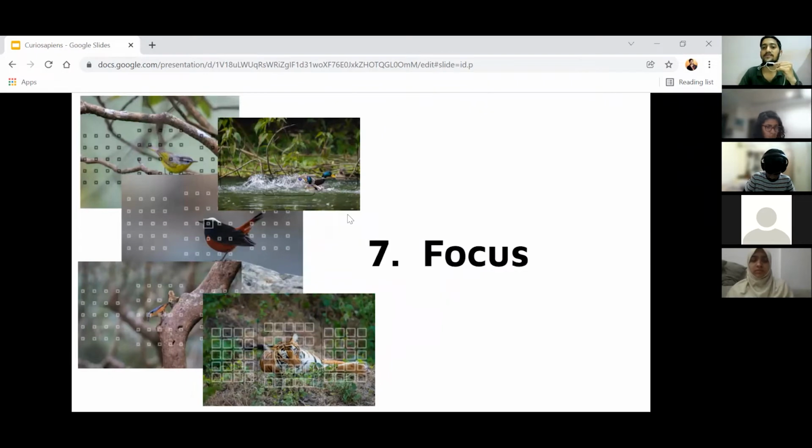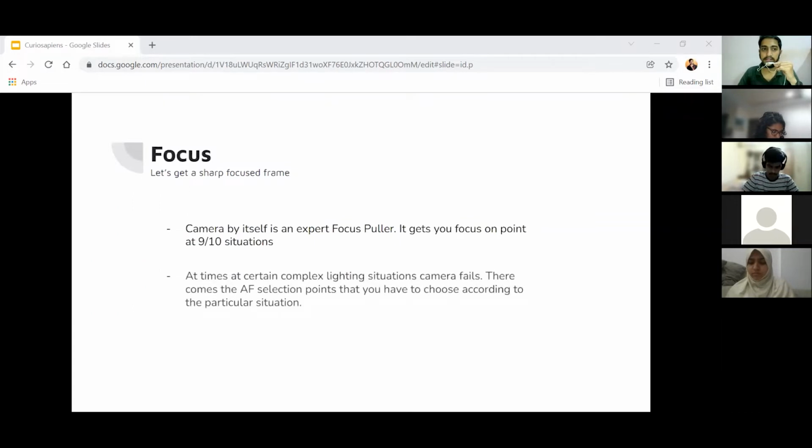The next concept we get into is called focus. We have been talking about focusing, and there are several autofocusing techniques available on your camera. A camera by itself is an excellent focus puller. When you set your camera on autofocus, in 9 out of 10 situations it gets you perfect focus.